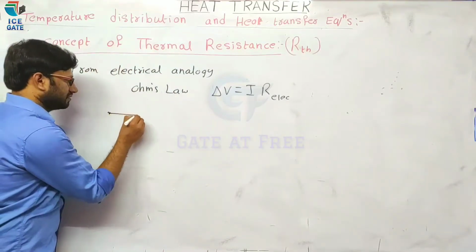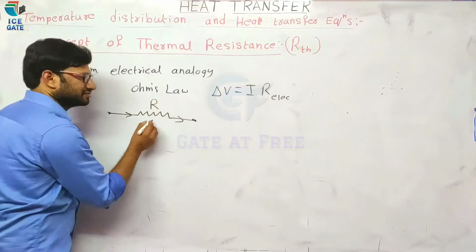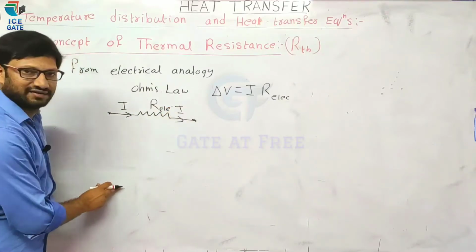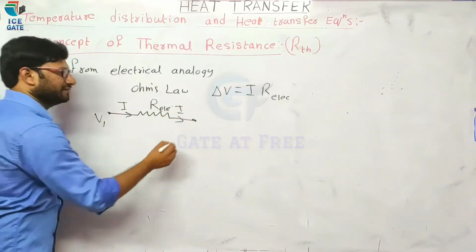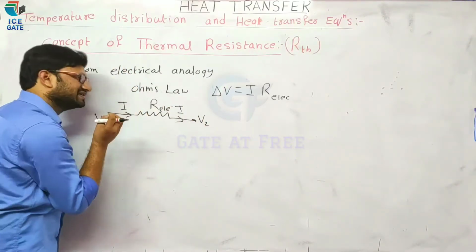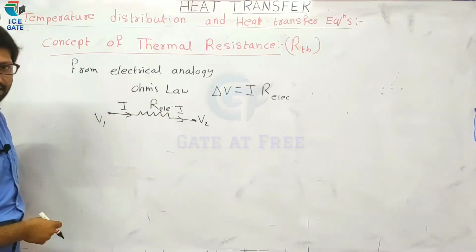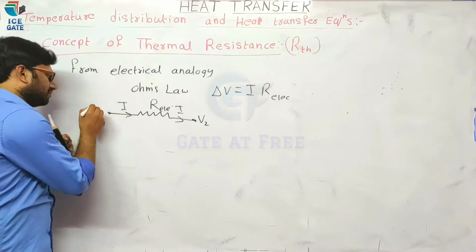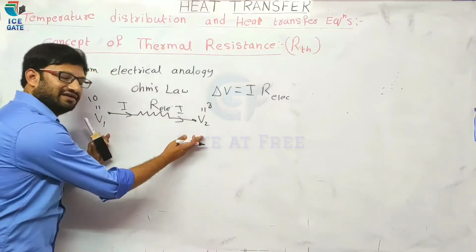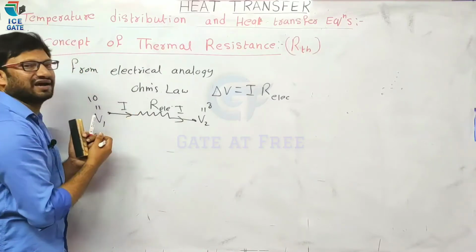See here. Let us say this is an electrical resistance. Now what is flowing? Current. Now here the voltage is V1 and here the voltage is V2. Now due to some resistance, there is a voltage drop. For example, the voltage here is 10 and here the voltage is 8. Now what is the reason for the voltage drop? Due to some resistance offered to current flow.